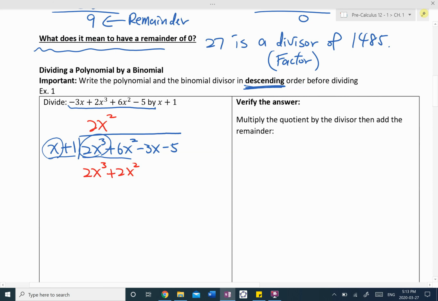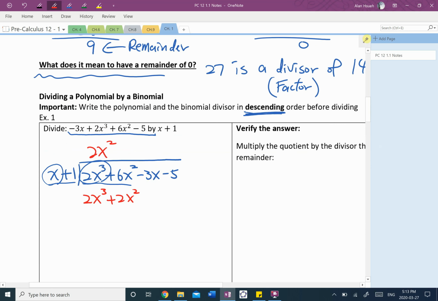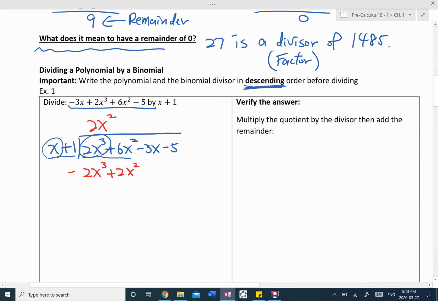Just like before, we need to subtract. I'm just going to keep it like this in red pen. If you subtract these two expressions, 2x cubed minus 2x cubed, you get nothing. But you do have 6x squared minus 2x squared, which gives you 4x squared. And just like with numbers, you need to bring down the next term, so minus 3x.